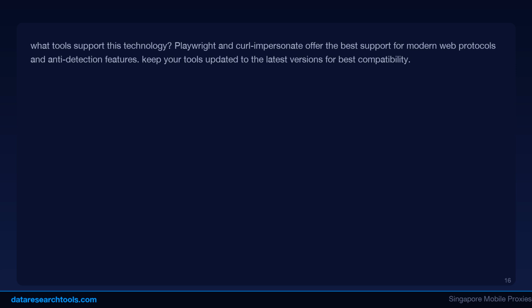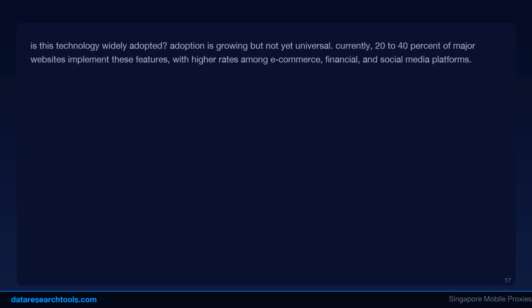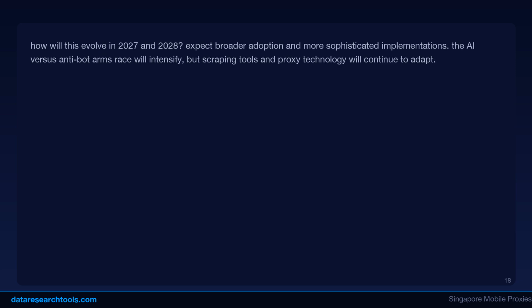Now for some frequently asked questions. How accurate are AI content detectors? Current detectors achieve 80 to 95% accuracy on longer text over 500 words. Accuracy drops significantly on shorter text, edited AI content, or content from newer AI models. No detector is 100% reliable.